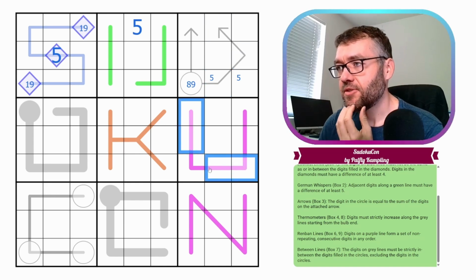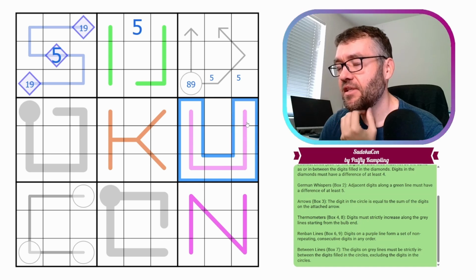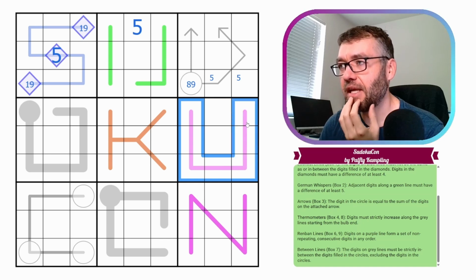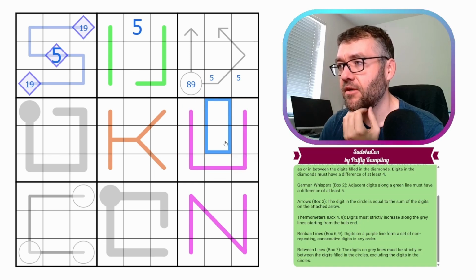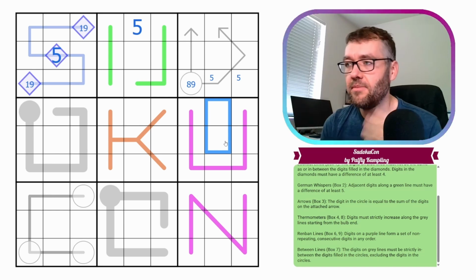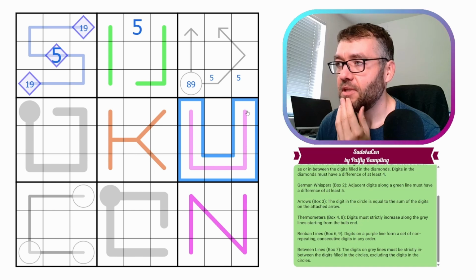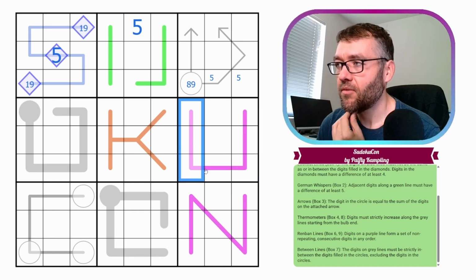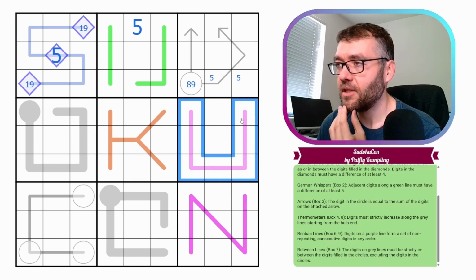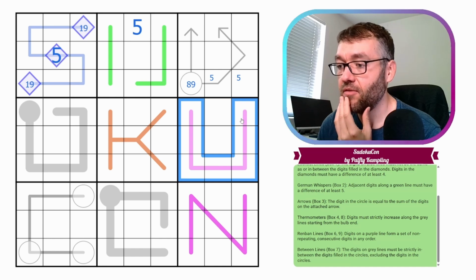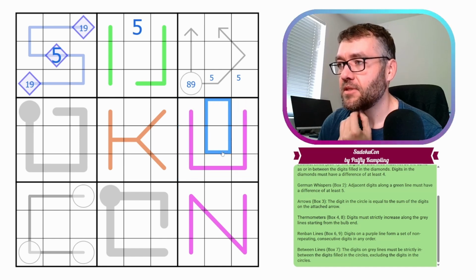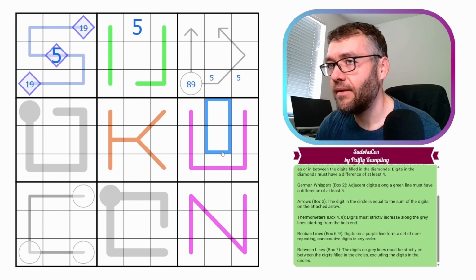These renban lines are interesting because they're 7 in length and they have to be consecutive, which means these 2 digits here are going to come from the extreme ends. This could be 1 through 7, it could be 2 through 8, or it could be 3 through 9. But no matter what, 3, 4, 5, 6, and 7 are going on this line. The only numbers these 2 can be are 1, 2, 8, and 9.